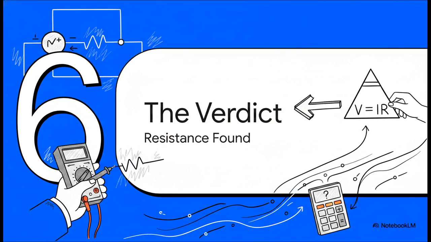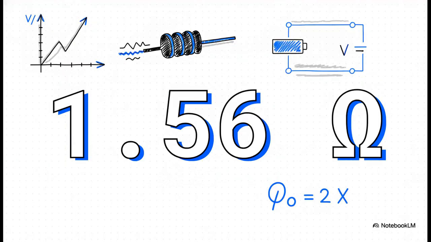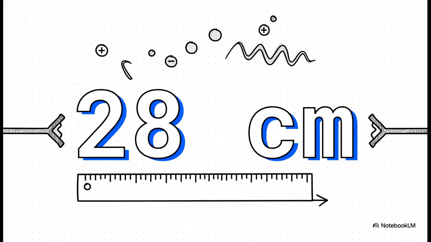Now it's time for the final act. Let's calculate the specific value we set out to find from the very beginning. So, from the slope of our graph and the average of our V over I calculations, we get a mean resistance for the entire wire, and that value comes out to 1.56 ohms. But wait, remember, that's the resistance for the whole wire. Our original goal was to find the resistance per centimeter, so we need one last piece of the puzzle, the wire's length, which in this case is 28 centimeters.